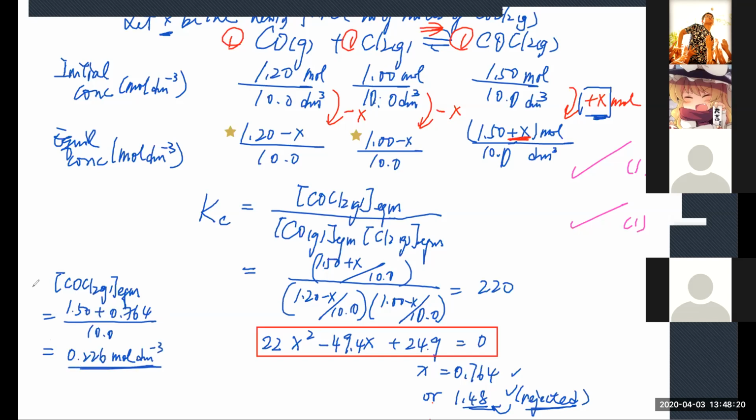So the equilibrium concentration of COCl2, it is... Remember to leave this one before you end this question, right? You still need to write down this, continue, right, by putting this.